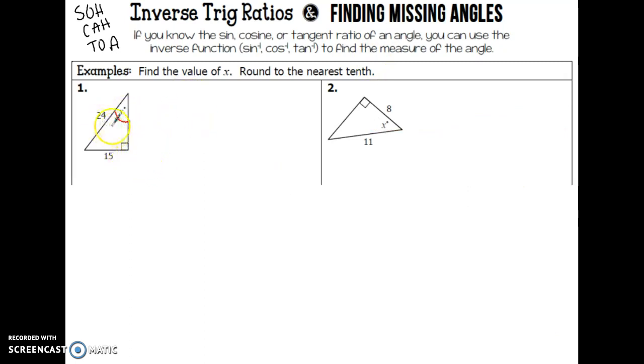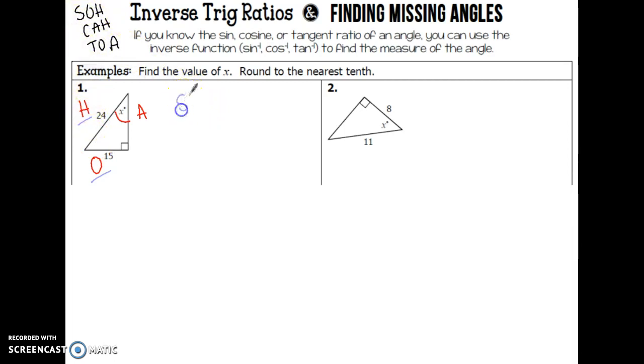Remember, the side opposite our right angle, that is our hypotenuse. The side that touches it, that is our A. And then our side that is opposite our angle, that is our O. So here I have to look at what information is given to me. Of course, my angle, and then I am given my opposite side, and I am given my hypotenuse. So I know I'm going to have to use that formula that requires an O and an H. In this case, that would be our sine.